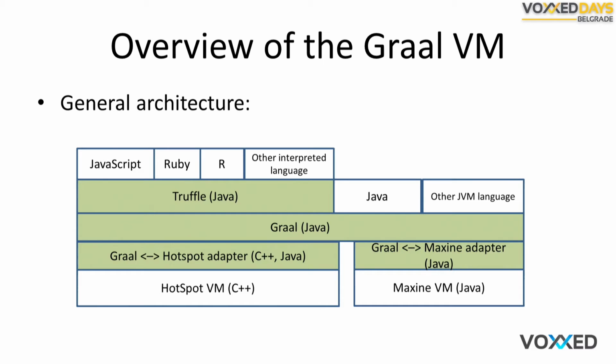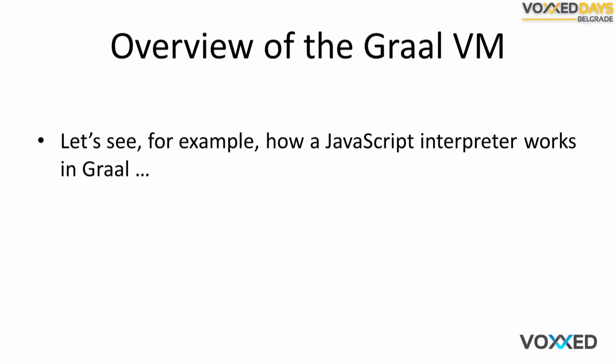We have the same thing for the Maxine VM. Maxine VM, for your additional knowledge, is a so-called meta-circular virtual machine, which is a virtual machine written in the Java programming language. And it's also a research project that's being developed by the same team that develops Graal. And also for Maxine VM, we have a bridge that allows us to execute machine code in the Maxine runtime. So this is the general architecture of the Graal virtual machine.